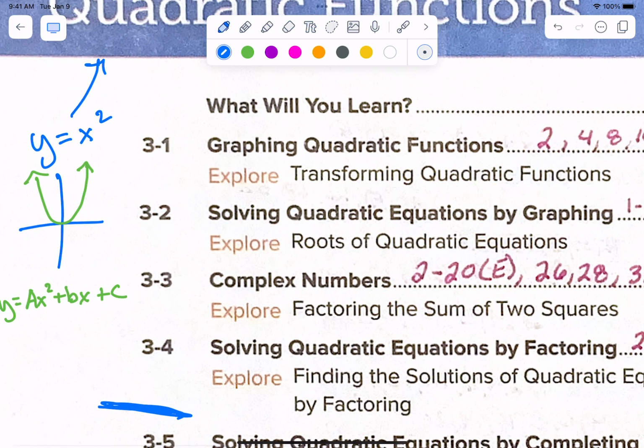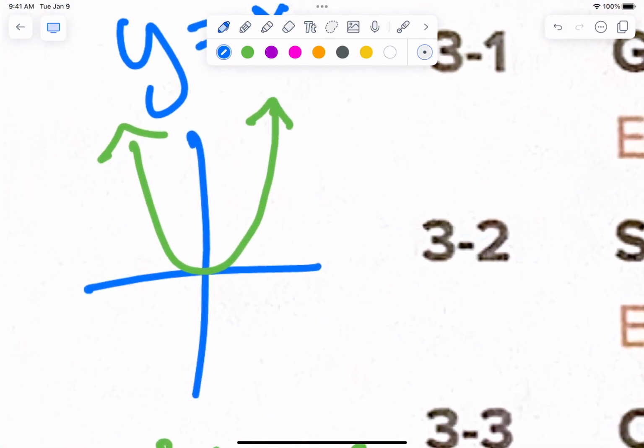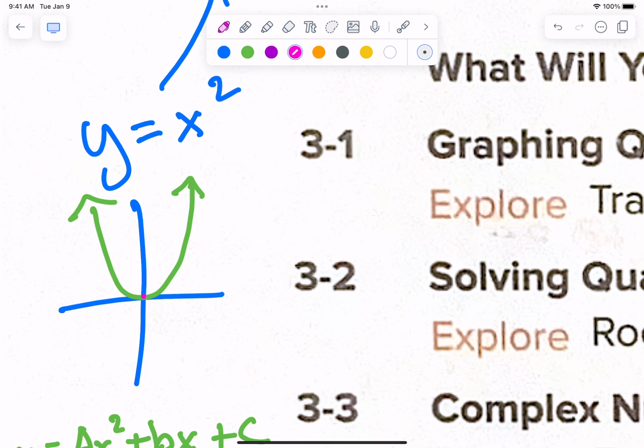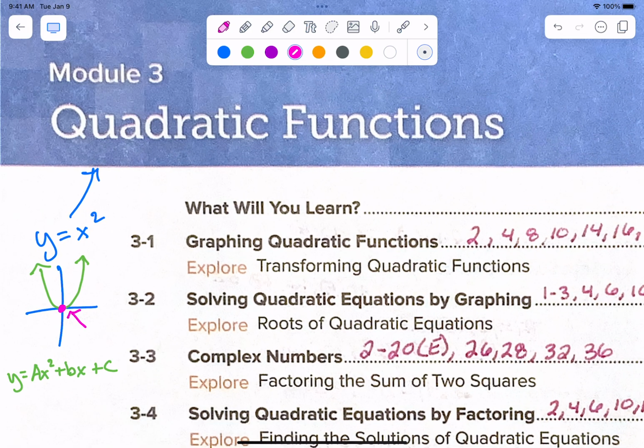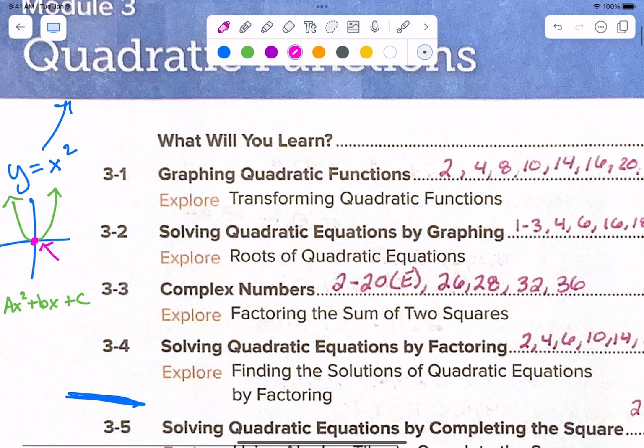In section 3.1, this takes a little bit of time. We're going to be graphing quadratic functions. So like finding the vertex. What's a vertex, by the way? The point where it's at the maximum. Yeah, this is the maximum or the minimum. That's the vertex, okay? So we're going to be graphing quadratic functions, doing all that stuff, solving quadratic equations.